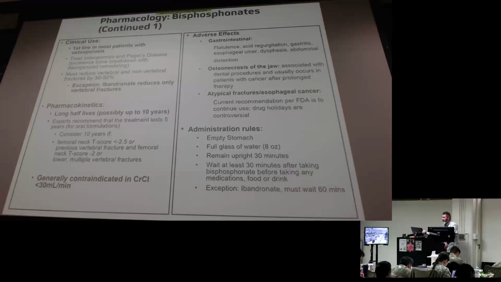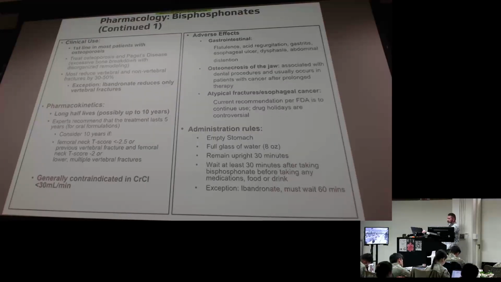Now, experts recommend treatment for 5 years, but 10 years if they have that femoral neck T-score less than negative 2.5, so it's osteoporosis still, right? Or they had those previous vertebral fractures or multiple vertebral fractures. So you need to know the number, right.